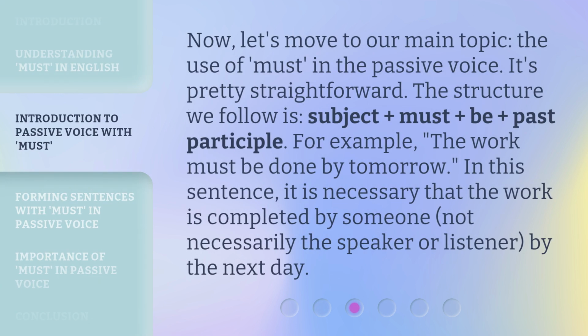Now, let's move to our main topic, the use of must in the passive voice. It's pretty straightforward. The structure we follow is subject plus must plus be plus past participle. For example, the work must be done by tomorrow. In this sentence, it is necessary that the work is completed by someone, not necessarily the speaker or listener, by the next day.